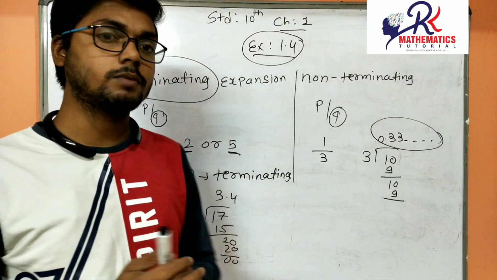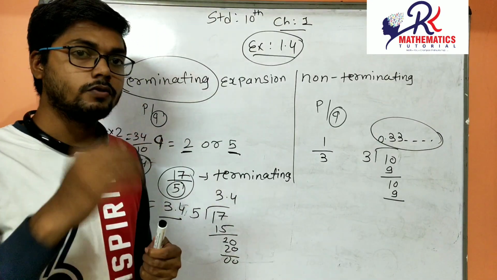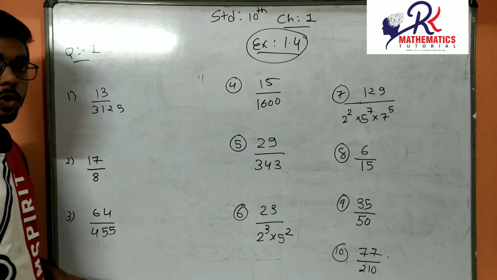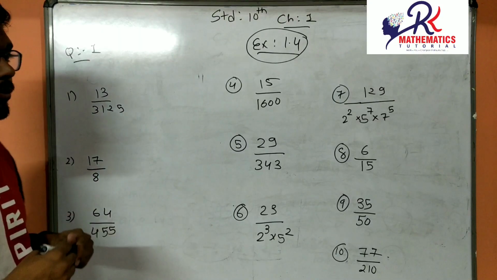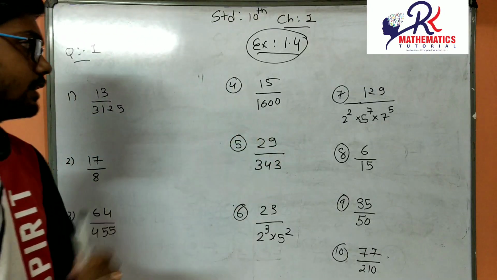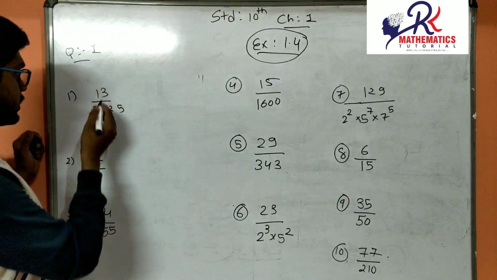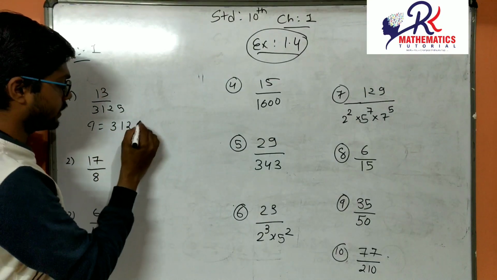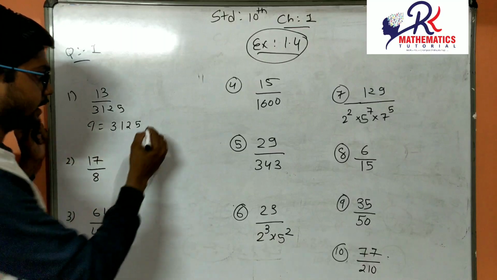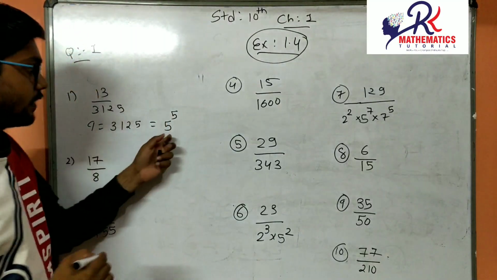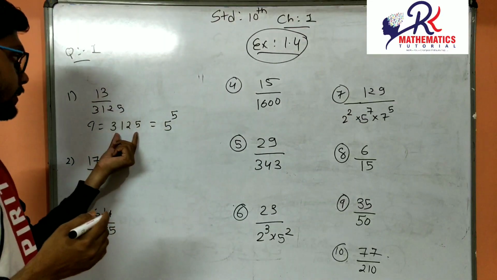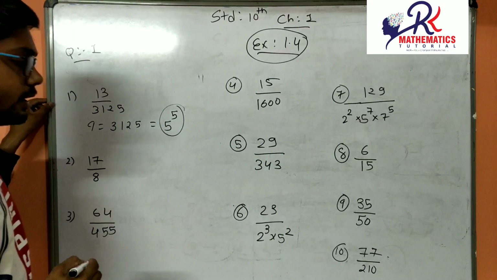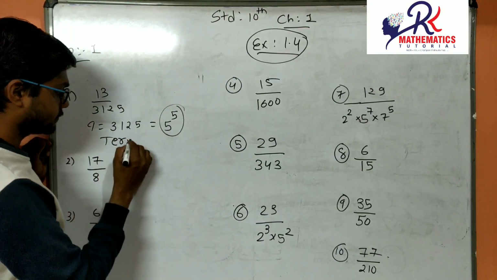So we have to see exercise 1.4, question number 1, in which we have to identify whether the given numbers are terminating or not. Now the first question is 13 upon 3125. Here q is 3125. When we factorize it, we can write it as a multiple of 5, so it is 5 power 5. Here we have to multiply in a rough page and write this number. Now this is a multiple of 5 only, so we can say this is terminating.